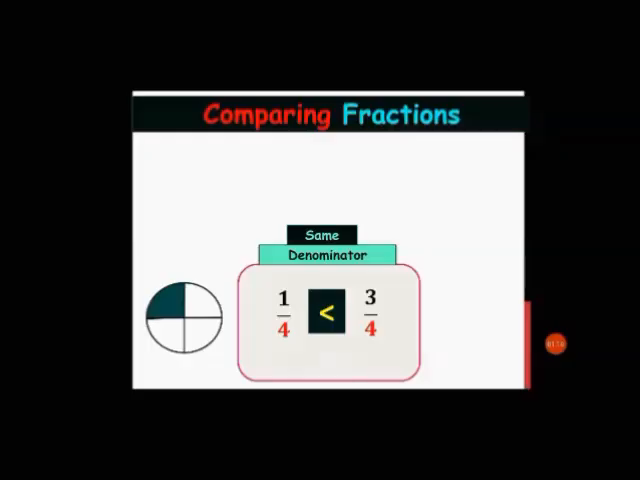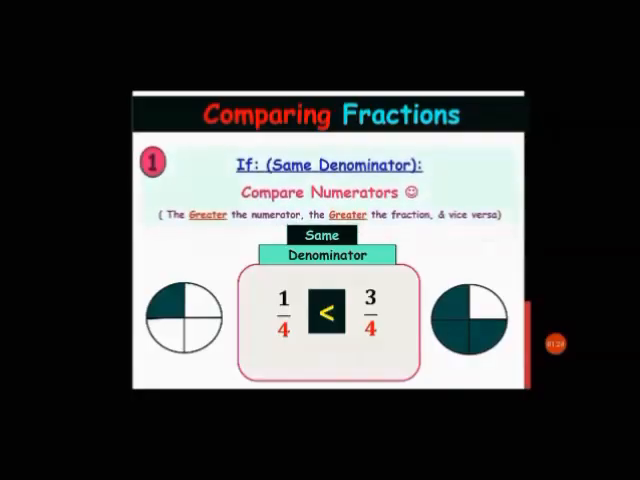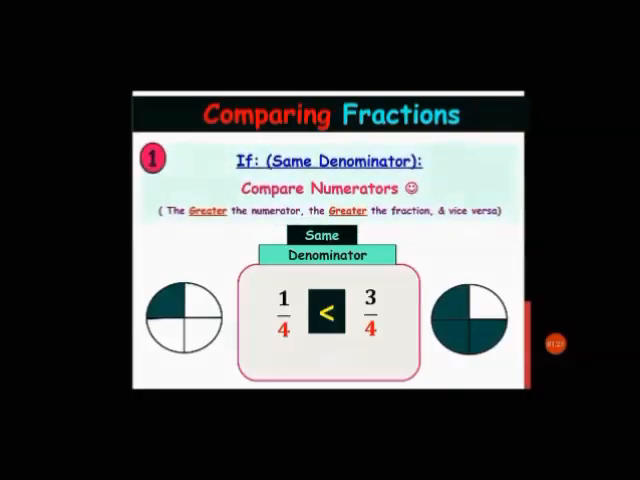If we want to represent this in terms of shapes, we will also notice that a quarter is less than 3/4. So in case we have the same denominator, we compare the numerators. The greater the numerator, the greater the fraction, and the smaller the numerator, the smaller the fraction.